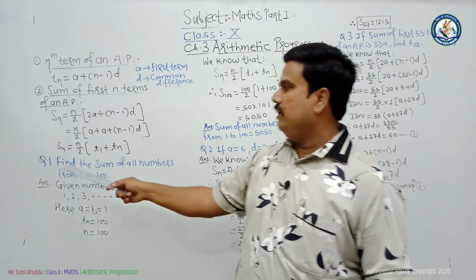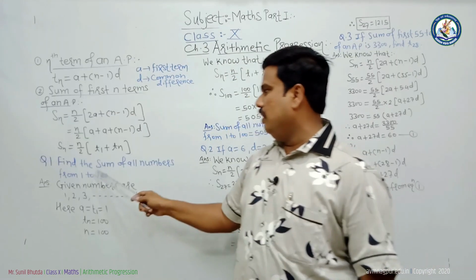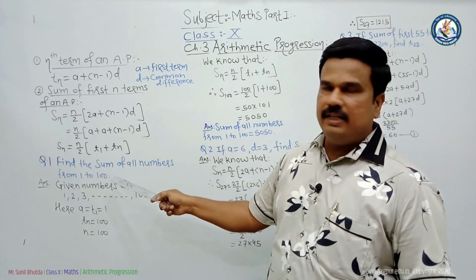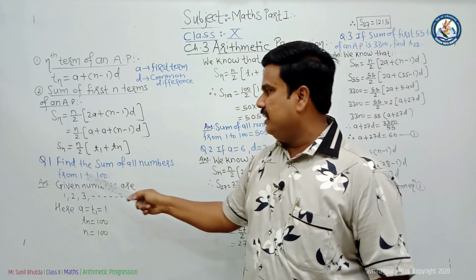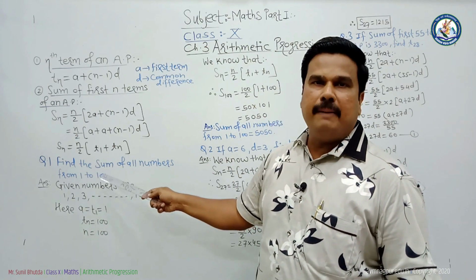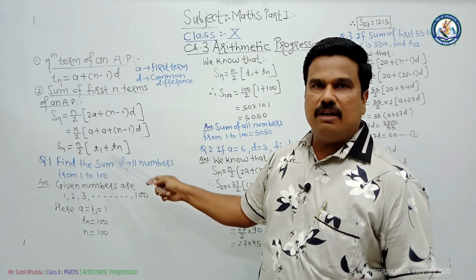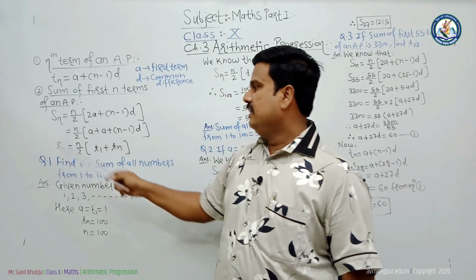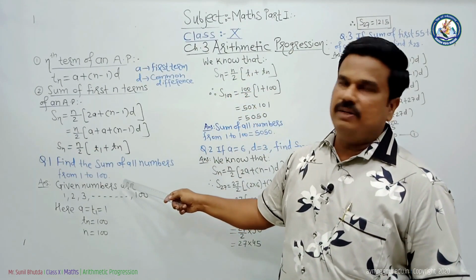Now, I have taken one example. Find the sum of all numbers from 1 to 100. If we want to find out the sum of these numbers manually, it requires a lot of time. But with the help of this formula for Sn, this can be calculated very easily.